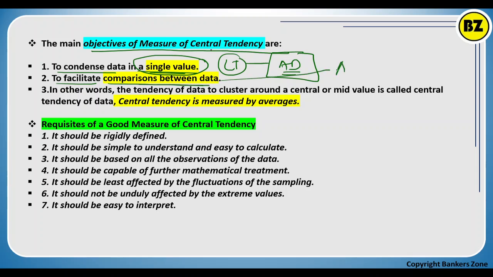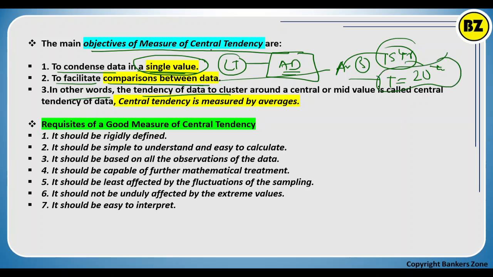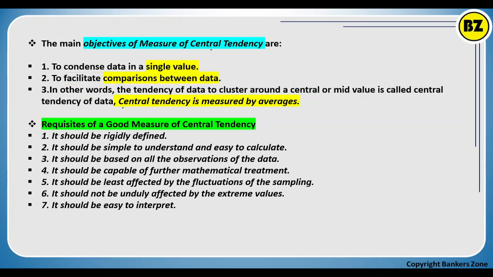For example, if I say the average age of the students in the class is 15 years, and the average age of the tallest students in the class is 20 years, you can compare the average age of the students versus the average age of the tallest students. In other words, the tendency of the data to cluster around the central or mid value, that is nothing but the average, is called the central tendency of the data, and central tendency is measured by the average.